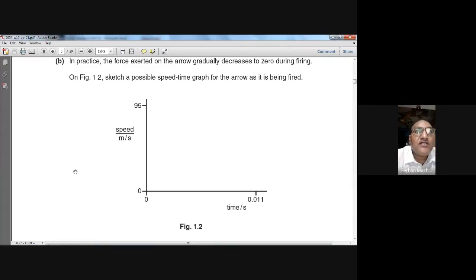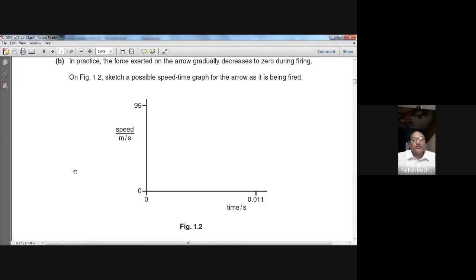So what we will do, we will draw a speed-time graph, and we know that our arrow moved from 0 meters per second speed to 95 meters per second speed in 0.011 seconds. So our graph will be a decreasing curve. It will be a decreasing curve.